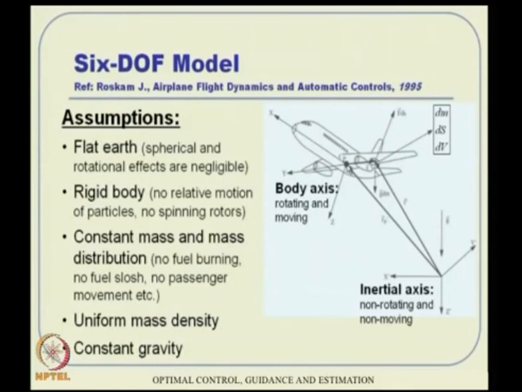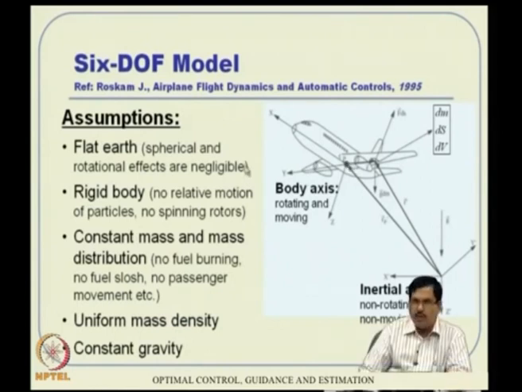Now, if this body axis moves along with the aircraft, then on that axis frame we cannot define the position of the aircraft, because in that axis frame the position of the aircraft is always 0, 0, 0. So we cannot get information on the position of the airplane, as well as its attitude, because if the airplane is rotated, the axis frame is also rotated. The attitude information is also lost. In the body axis, the attitude angle is always 0 and the position of the vehicle is always 0.